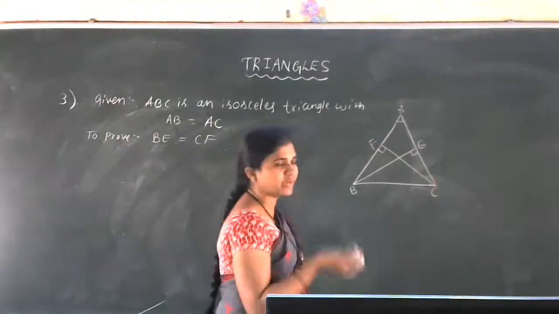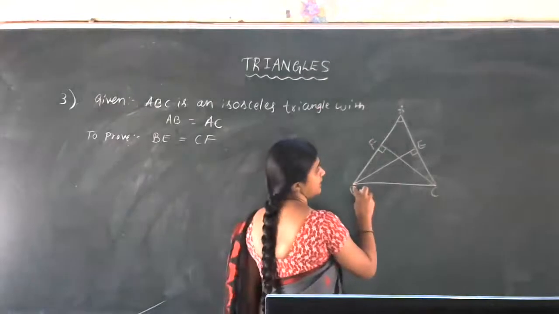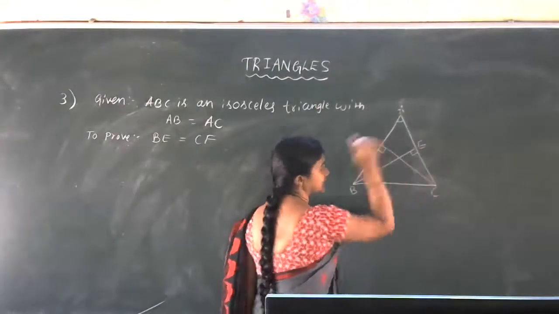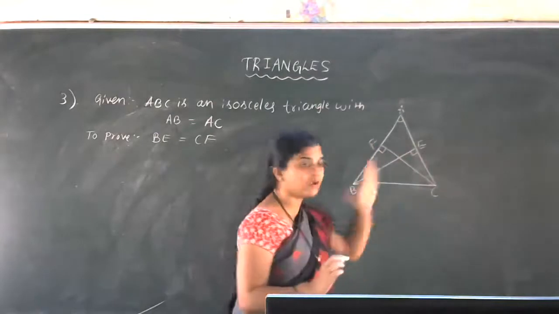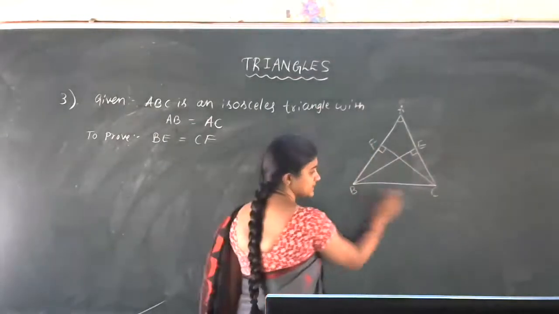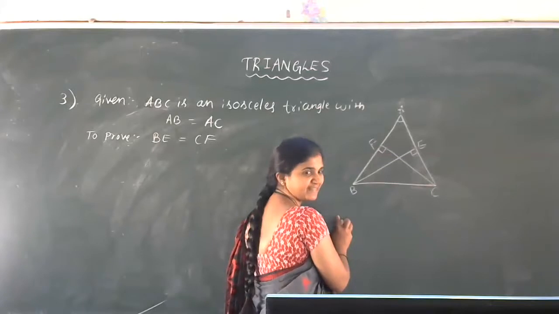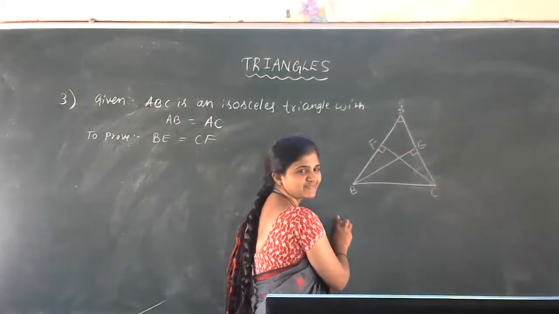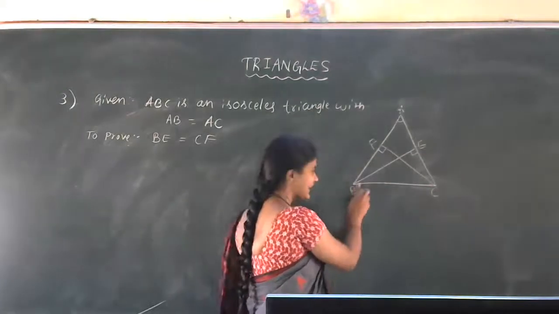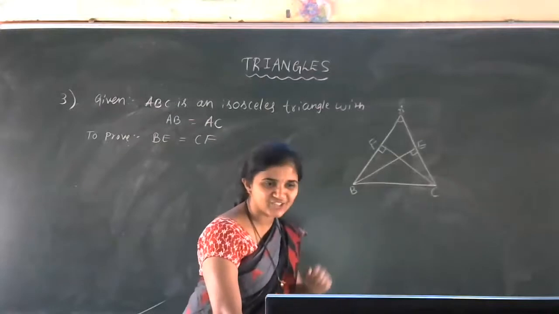Now, some students, they will choose the triangles differently. They will choose this triangle, BEC and BFC. Can we choose this one? In triangle BEC and in triangle BFC, one thing BC is common. Then which concept we can use? Angle B is equal to angle C we can use now because ABC is an isosceles triangle.